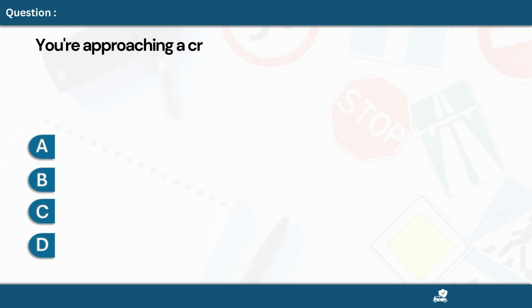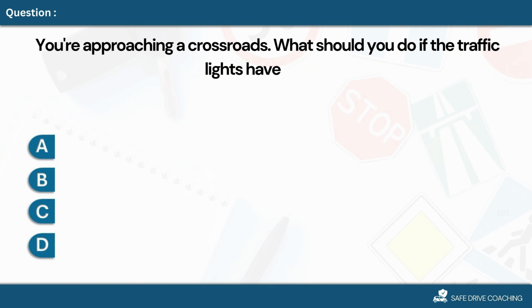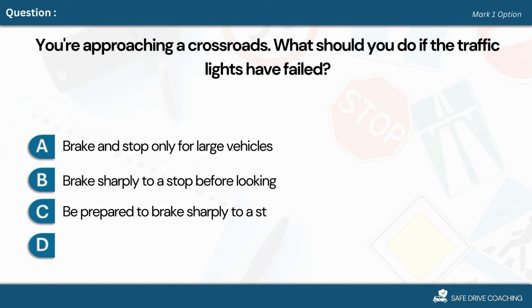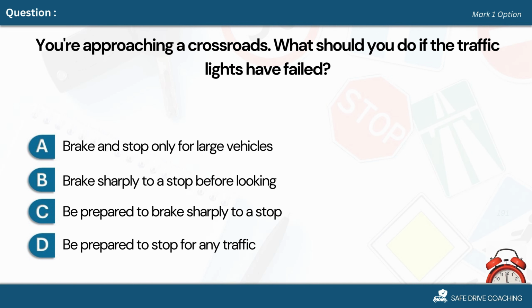You're approaching a crossroads. What should you do if the traffic lights have failed? A. Brake and stop only for large vehicles. B. Brake sharply to a stop before looking. C. Be prepared to brake sharply to a stop. D. Be prepared to stop for any traffic. The correct answer is D. Be prepared to stop for any traffic.